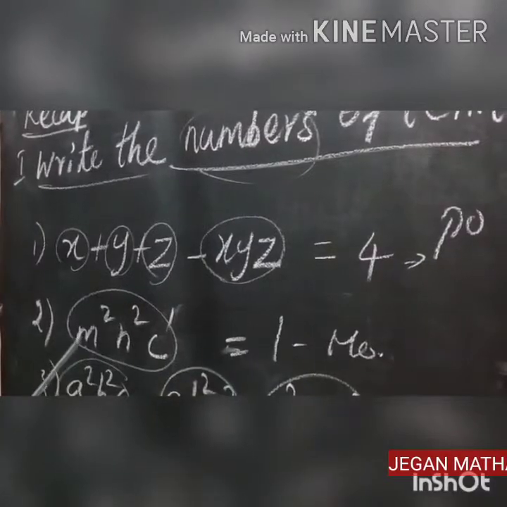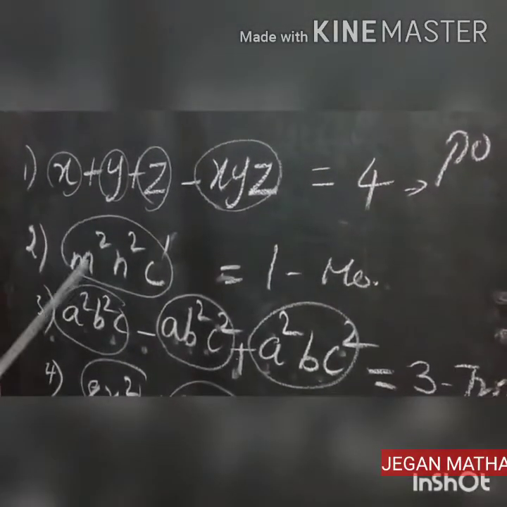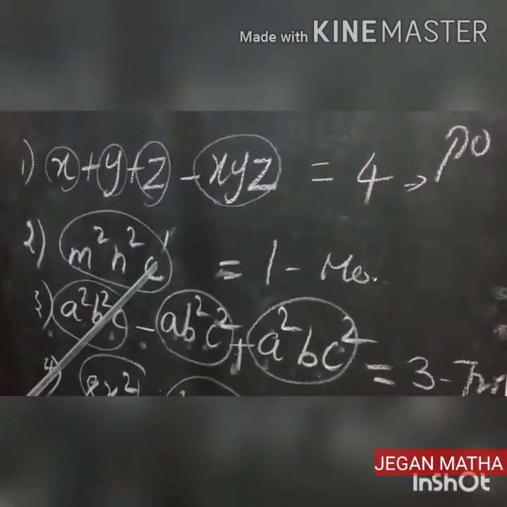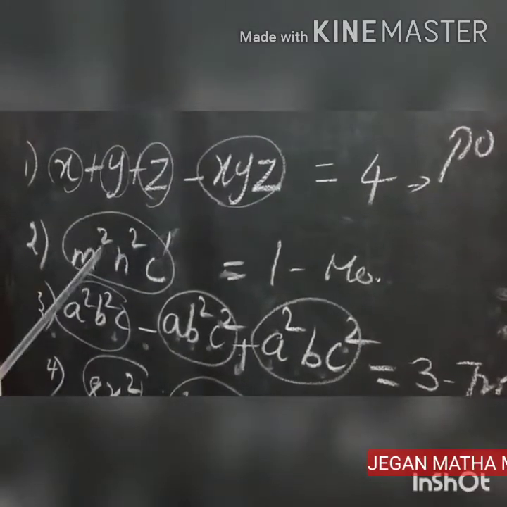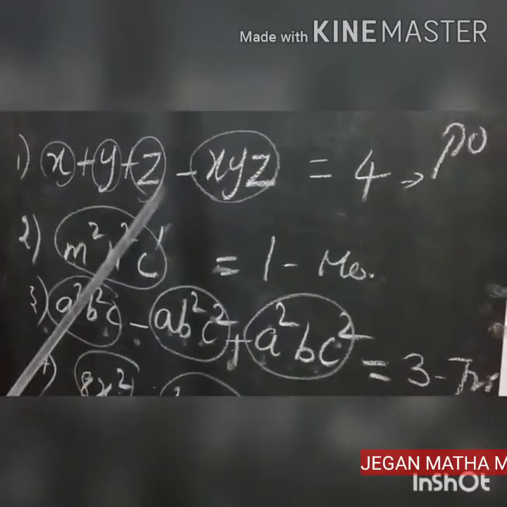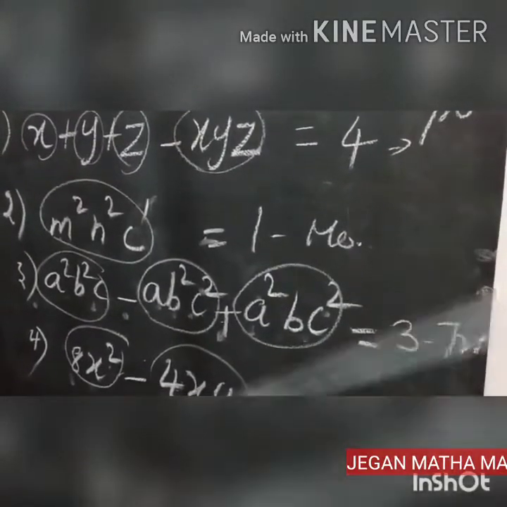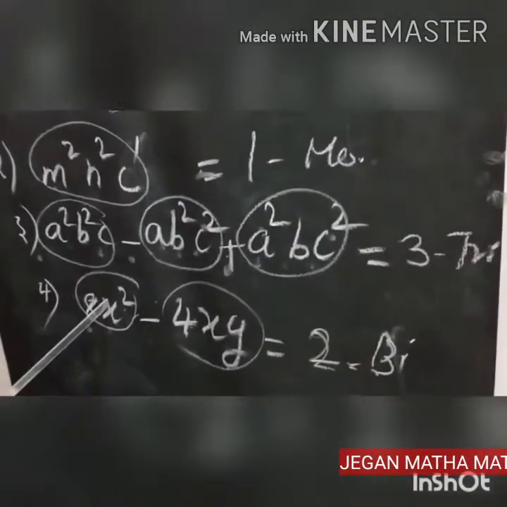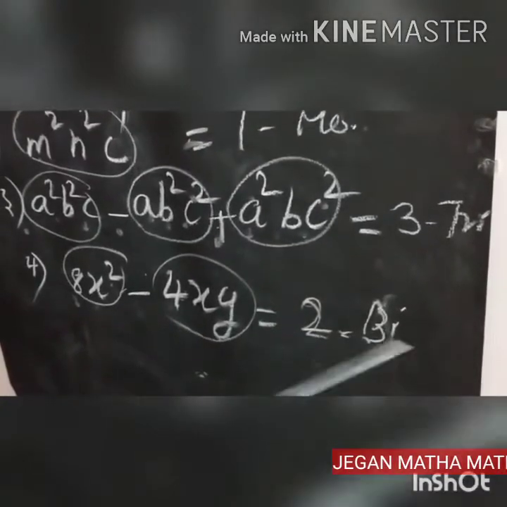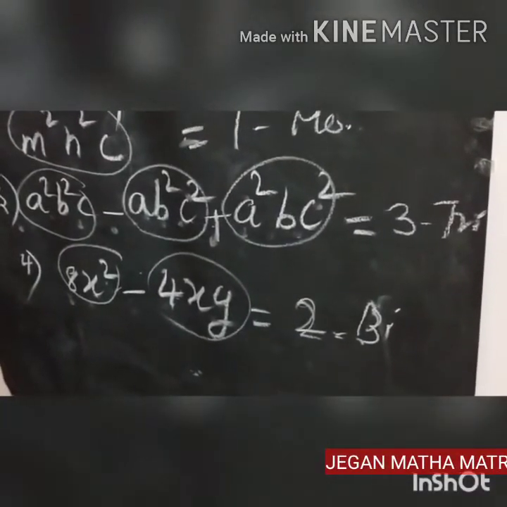That is a polynomial. So here only one term. Second one, m squared, n squared, c. In between there is no plus or minus. So this is one term, a monomial. Here the third one, 1, 2, 3. 3 terms. That is a trinomial. Fourth one, 1, 2. 2 terms only. That is a binomial. Is it clear now?